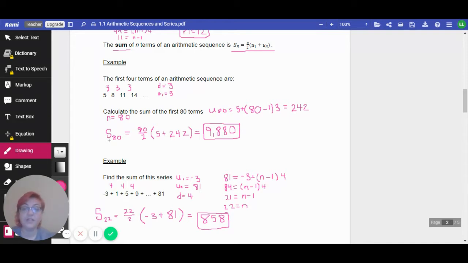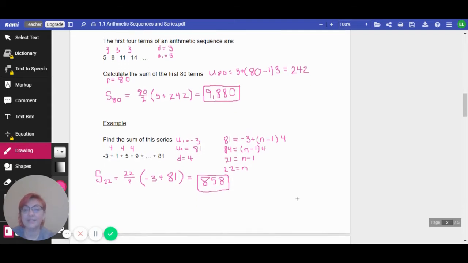So then, the sum of the first 80 terms equals 80 divided by 2 times the sum of the first term and the 80th term, which gives me a total of 9,880.